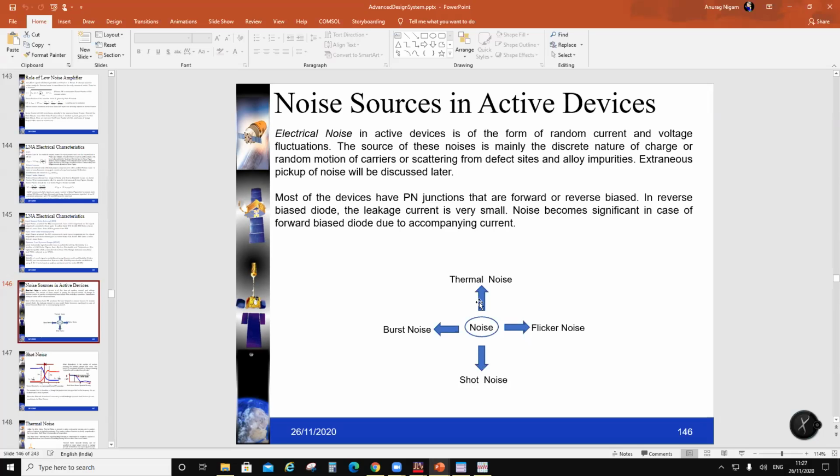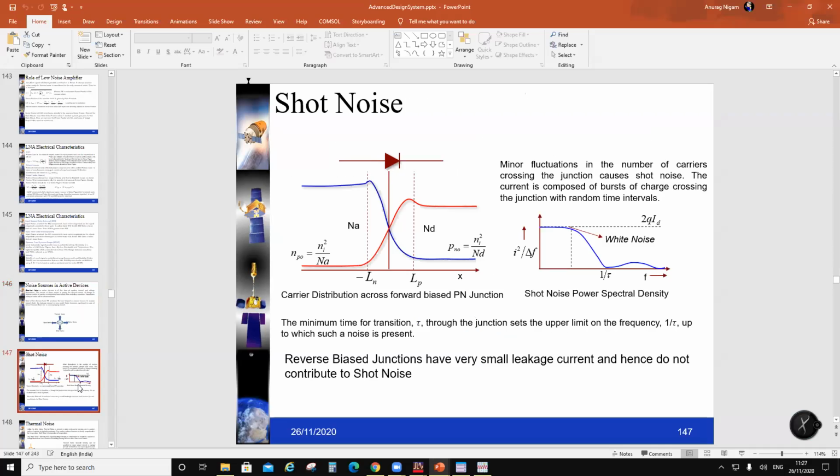And the thermal noise is because of the resistances, because of the Brownian movement of alloy ions or whatever, metal ions. Okay, so here I'm talking about shot noise. Shot noise also has a corner frequency. After that, it decays. So if you are designing an LNA at high frequency, you are not going to see this shot noise, because by the time it would have decayed.